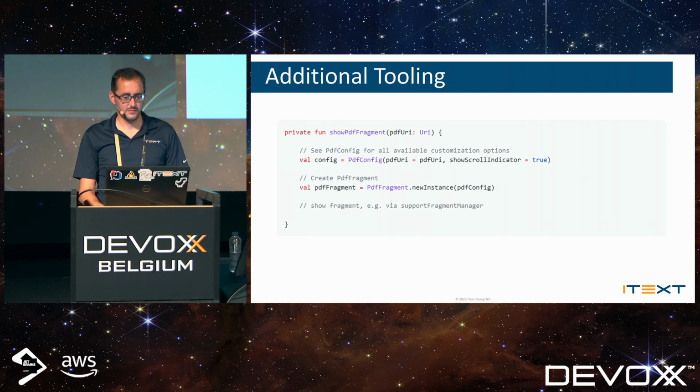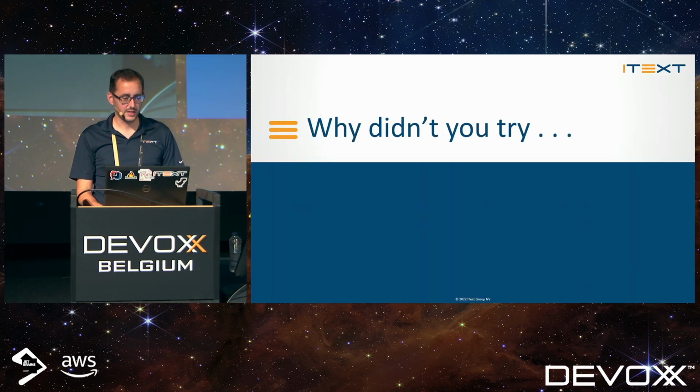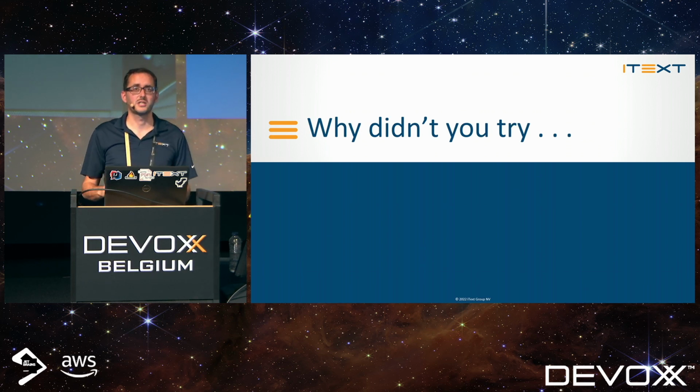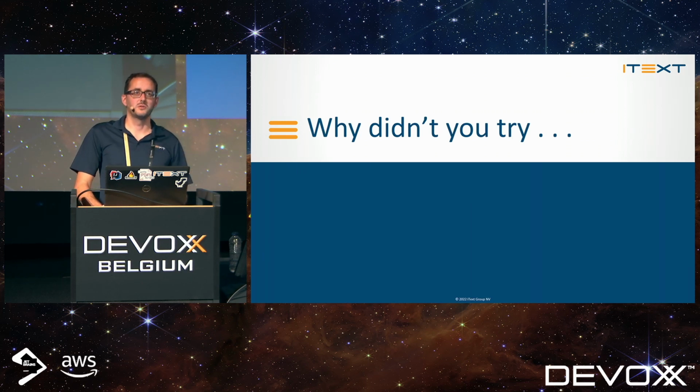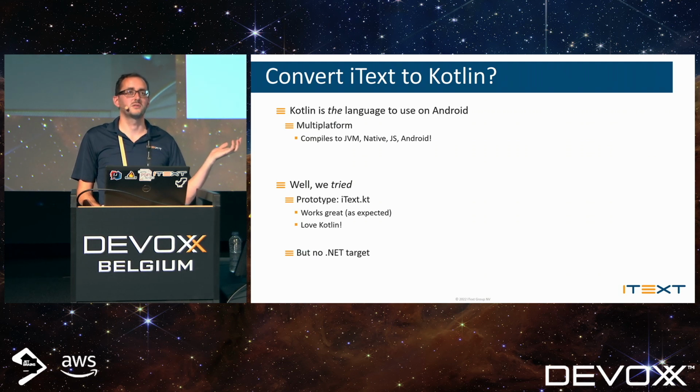So as I'm drawing to the last few slides, I wanted to preempt some questions from the audience, like why didn't you try solution X? Why didn't you try solution Y? And the first immediate solution that the Android developers in the room will think of is, why didn't you convert iText to Kotlin, right? It's the language to use on Android.